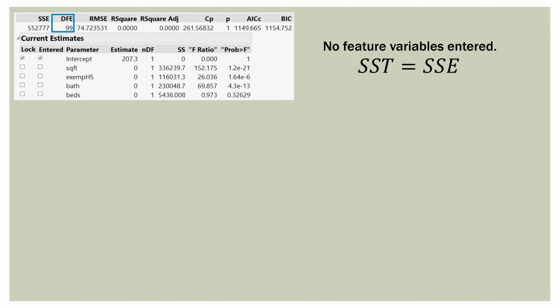Degrees of freedom, DFE, that's degrees of freedom for error or due to error, 99. That's our number of observations of 100 minus 1. That's where the 99 comes from. The root mean square error, RMSE, where does that number come from?